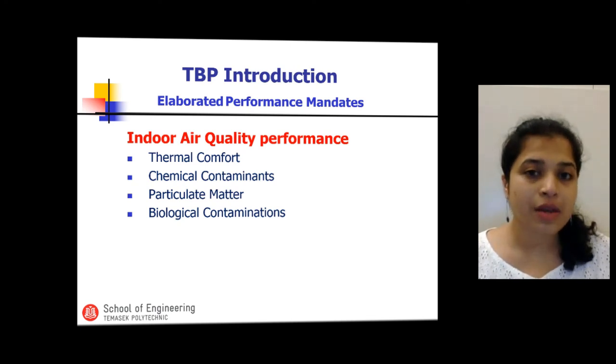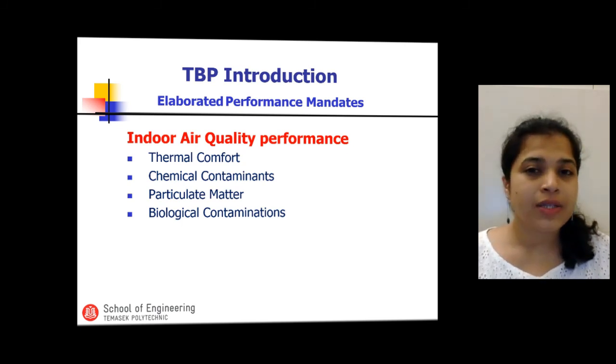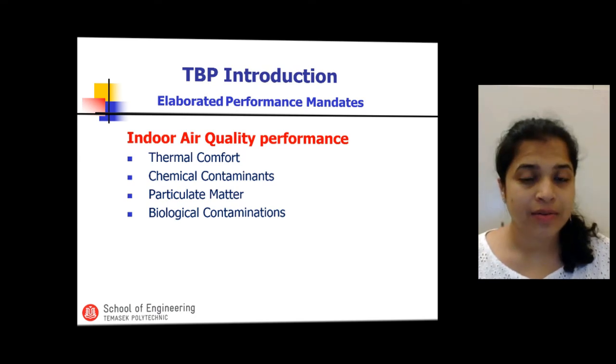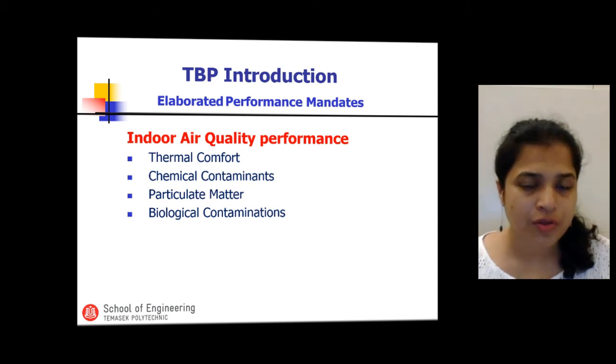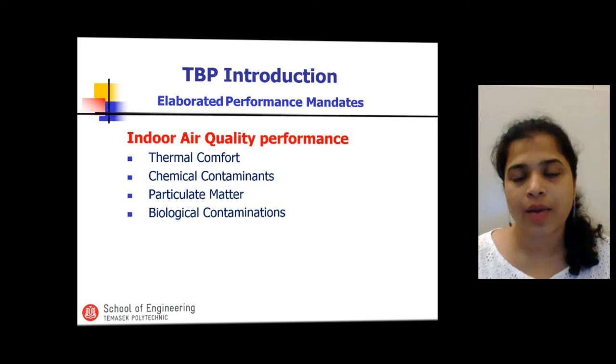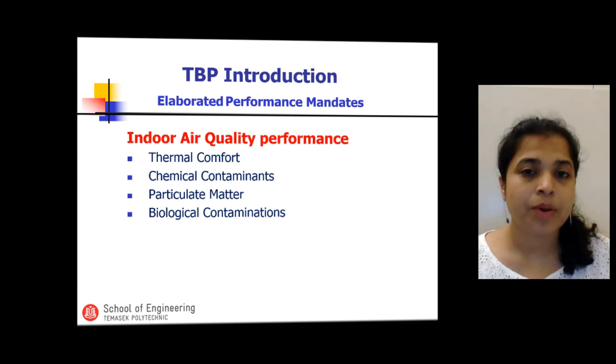Okay, the chemical contaminants. Now, for example, newly renovated spaces always smell of fresh paint, right? Or the fresh finishes. Why is that so? Now, there are fumes which are emitted from these new finishes. They're called VOC, volatile organic compounds. These VOCs are not healthy for human beings, right? And they're chemical contaminants. The proportion of these chemical contaminants affects the indoor air quality performance. Particulate matter.